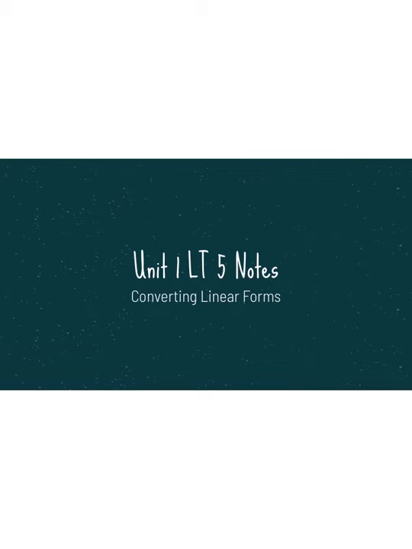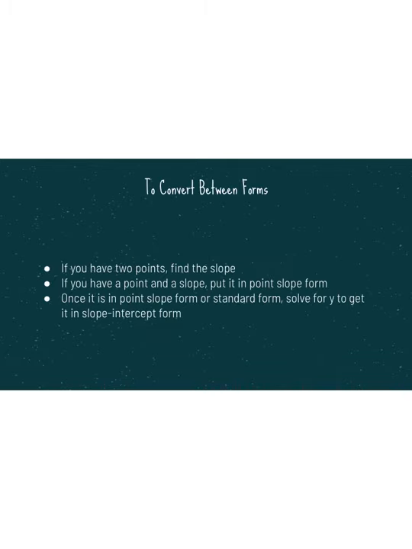Today we're going to be working on Unit 1, LT5 notes, converting linear forms. All right, to convert between the forms, if you have 2 points, you need to find the slope. And that's where we did the y2 minus y1 over x2 minus x1. Okay, if you have a point and a slope, put it in point slope form. That's y equals mx plus b. And once it's in point slope form or standard form, solve to get the slope intercept form.